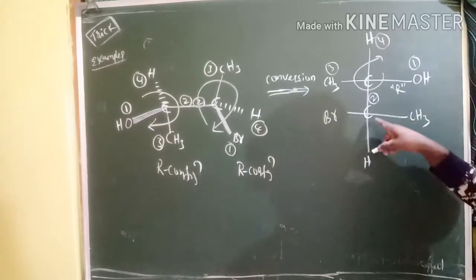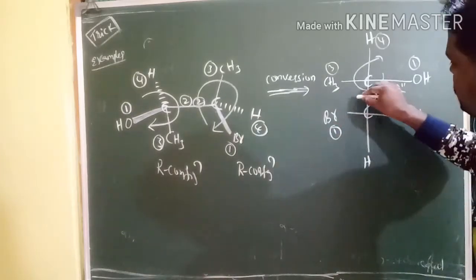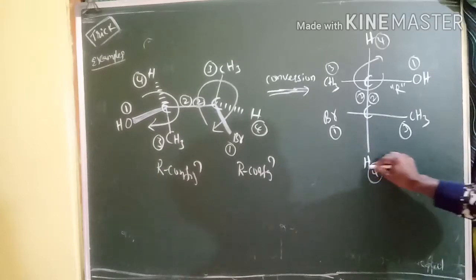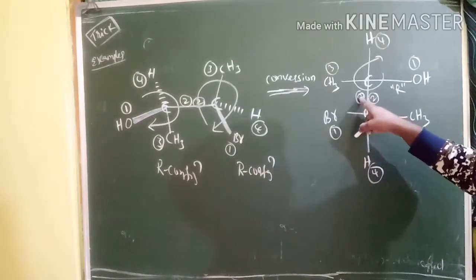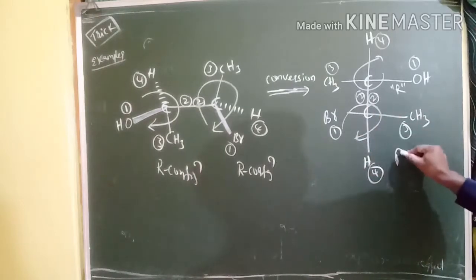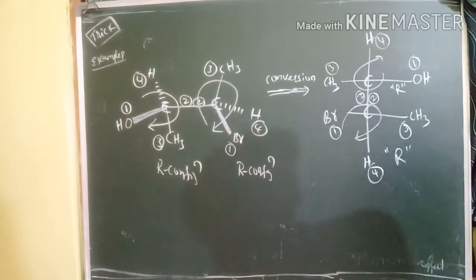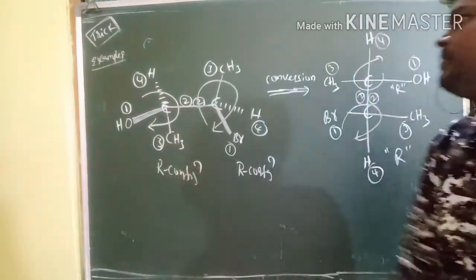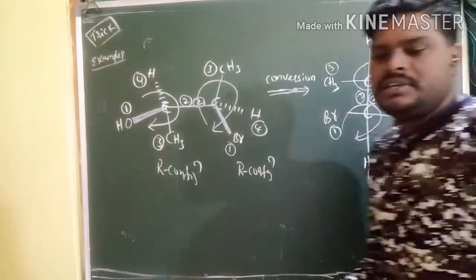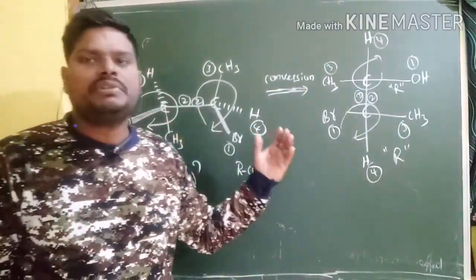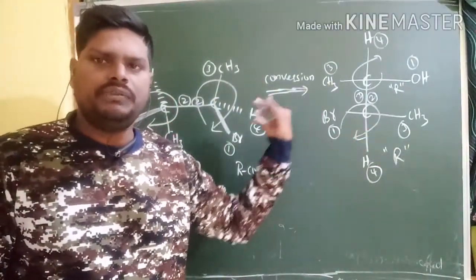And coming into this one, here first priority, of course second priority for this one, and third priority here, least priority here. Direction 1 to 2 to 3. So this is the direction here. It is also clockwise direction. So R configuration, R configuration. So this is the way to convert Fischer projection to wedge-dash to Fischer projection.